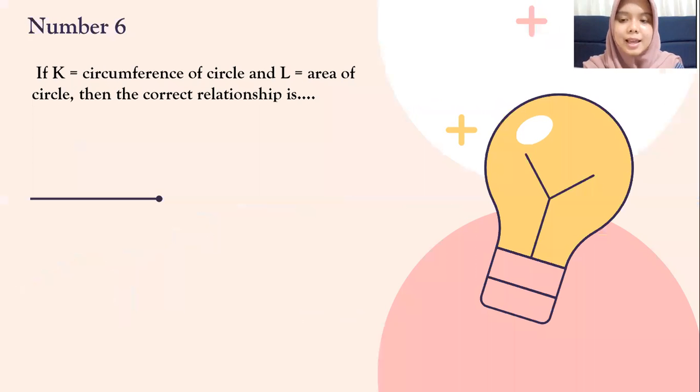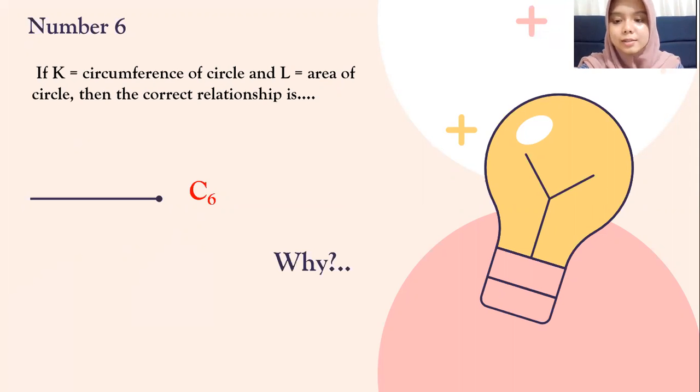And this is the last problem. If K is supposed to be the circumference of a circle and L is supposed to be the area of the circle, then the correct relationship is. Let's think together the suitable level for this problem. Yeah, it's C6.